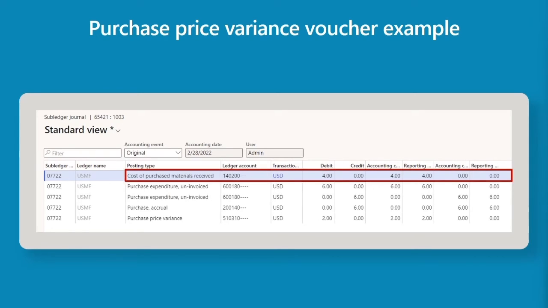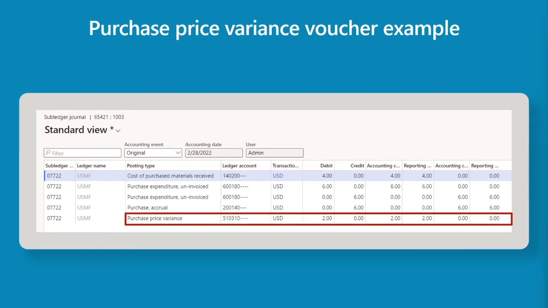First, you will notice that the cost of purchased materials received has posted to the inventory account 140200 for the standard cost. This means that inventory on the balance sheet is valued at the standard cost. The $2 variance in this example is posted into the purchase price variance account, which in this example is 510310, on the profit and loss statement. So now let's take a look at how to configure the main account that's used for purchase price variances.